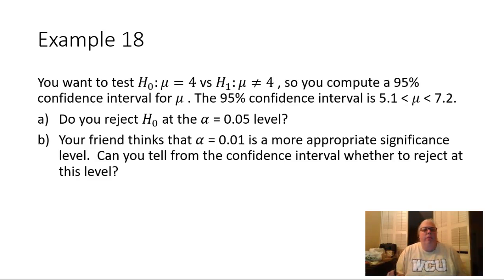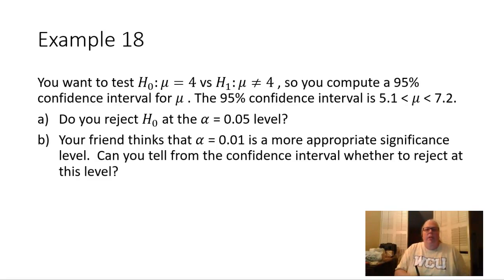Example 18. You want to test the null hypothesis mu is equal to 4 versus the alternate hypothesis mu is not equal to 4, so you can compute a 95% confidence interval for mu. The 95% confidence interval is 5.1 is less than mu, which is less than 7.2. Part A, do you reject the null hypothesis at the alpha equals 0.05 level?